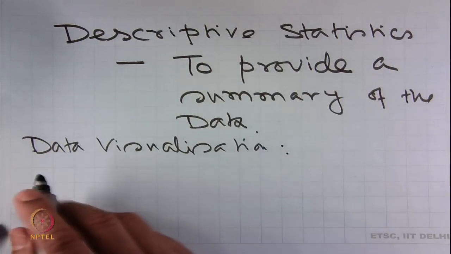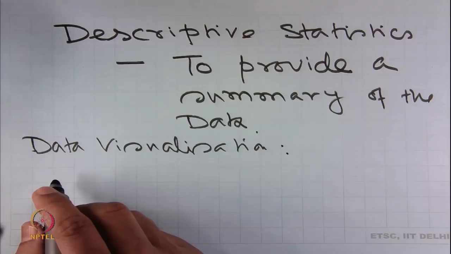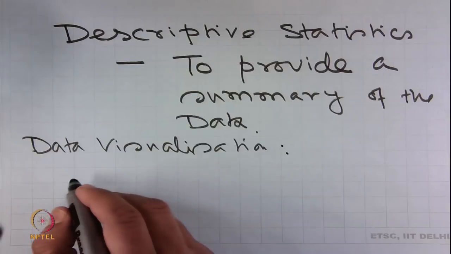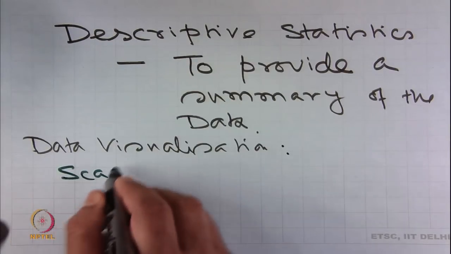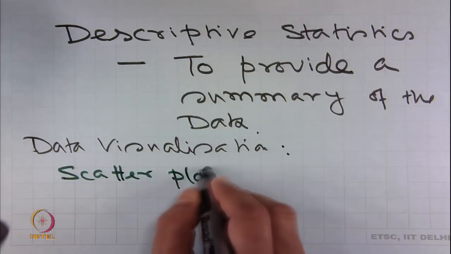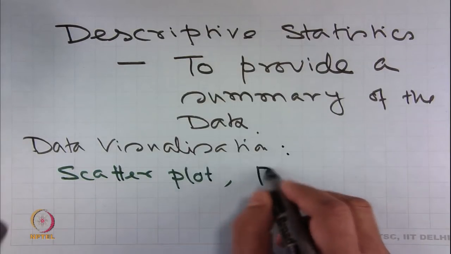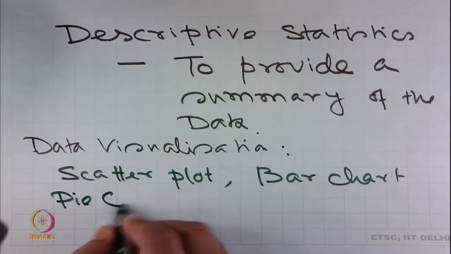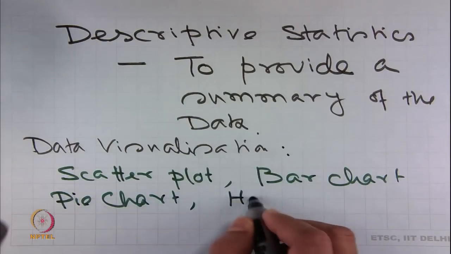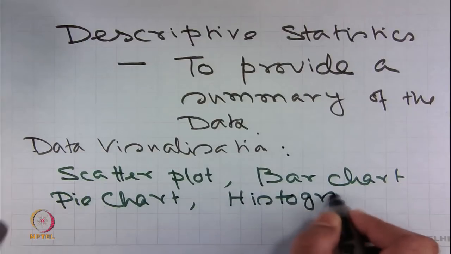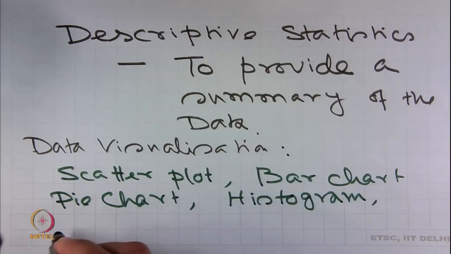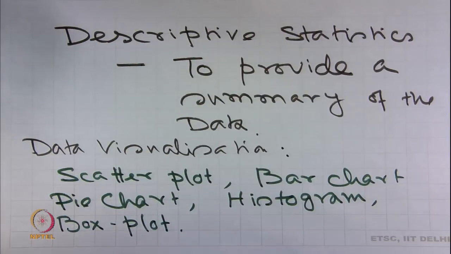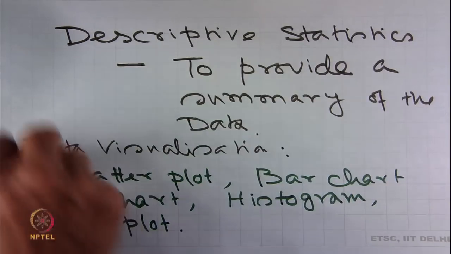Because when you see it on a graph in a 2D or 3D, one can get much better intuitive idea of the data. And we have scatter plot. You must be knowing all these things, bar chart, pie chart, histogram, box plot, these are basic data visualization techniques.